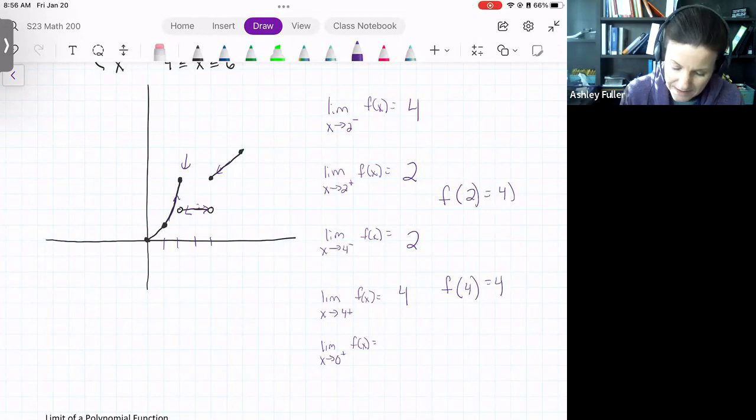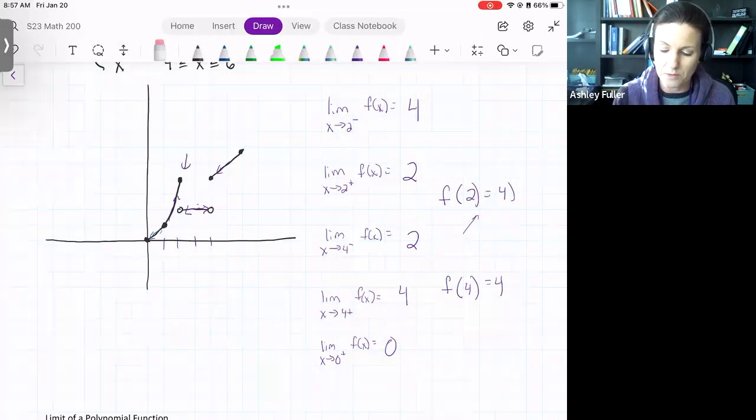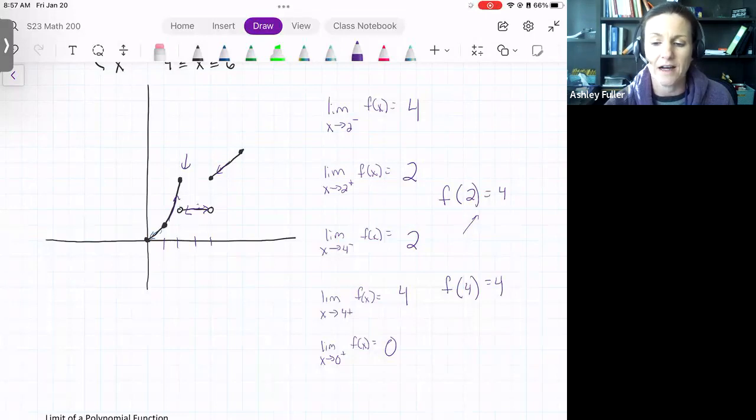And last but not least, let's look at as we approach x equals 0 from the right. And you're going to see there that this equals a value of 0. A couple things to notice: just because the limit has a value does not mean it has the same value at that point of the function. And notice there is no limit for the function as x approaches 0 from the left, because the function itself is not defined to the left of 0.